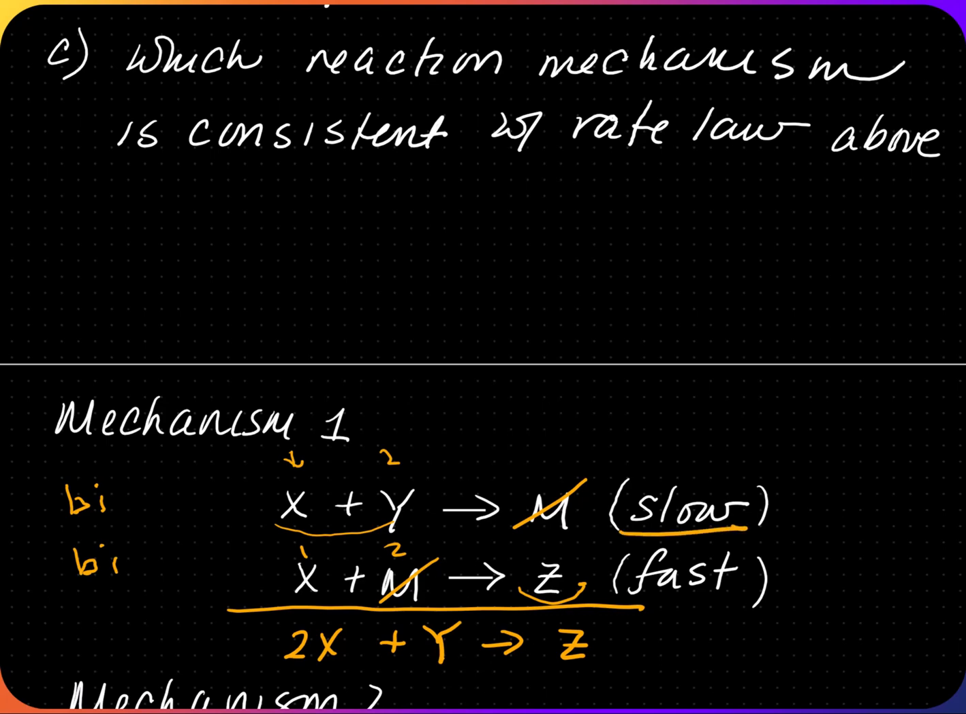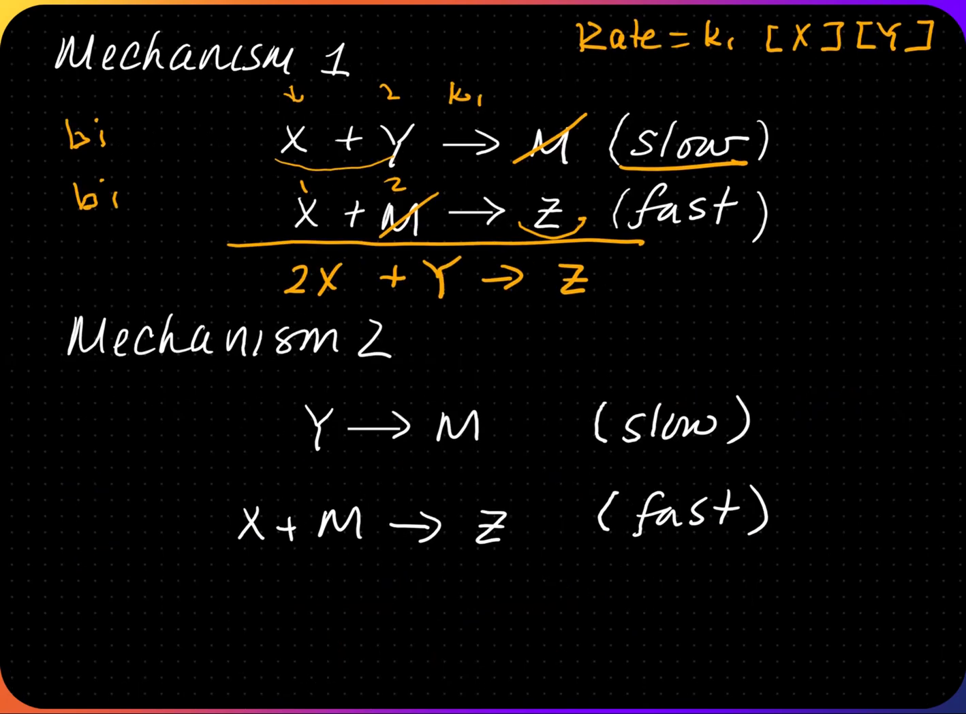The rate law is determined by the slow step. So the first thing I'm going to do is label my constant. I'm going to label this K1. So my rate is going to be K1 [X][Y]. And so this is the rate law for mechanism 1. So this is mechanism 2.